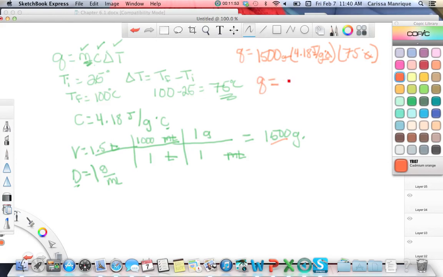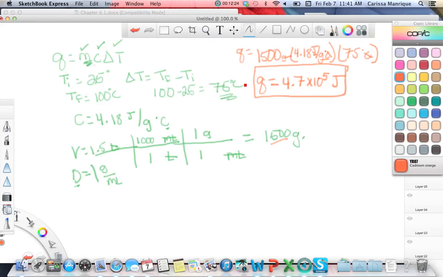okay, what do we get? You should get about 4.7 times 10 to the 5th joules. Okay, that is how much energy it's going to take to bring water from 25 degrees Celsius to 100 degrees Celsius, or actually specifically 1.5 liters of water. So it takes quite a bit of energy to do that.